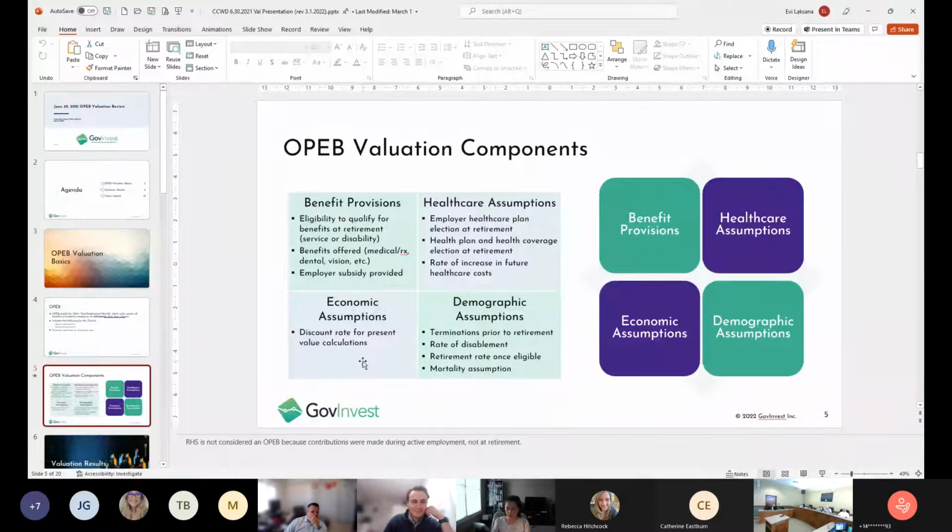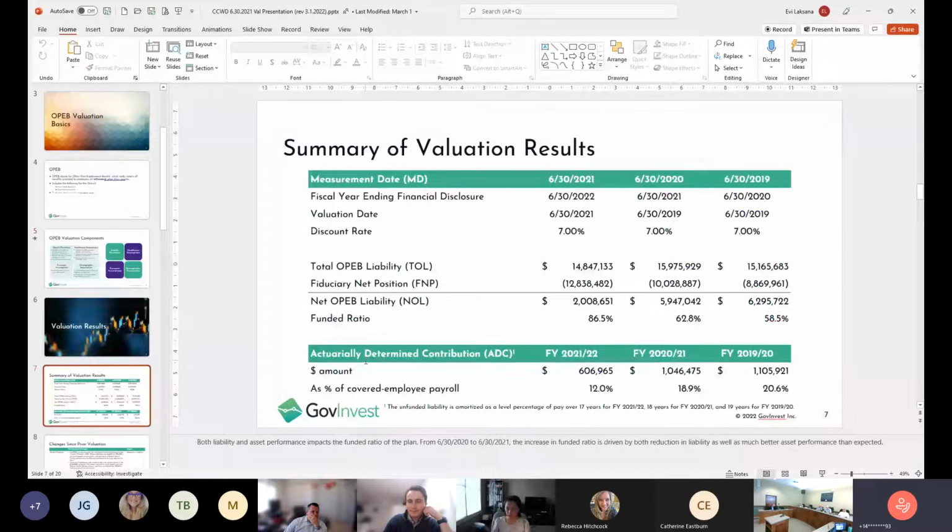Okay. Moving on to the second part of the presentation, which is a summary of the valuation results. I will not go through all the numbers here, but what I would like to point out is that the column to the far right, labeled 6/30/2019, was the last full valuation prior to the current one. The most recent is the second column. So you read the table essentially from right to left.